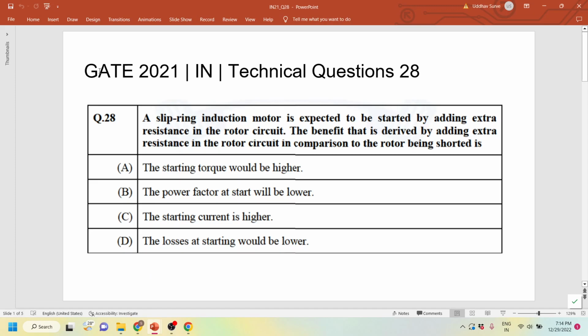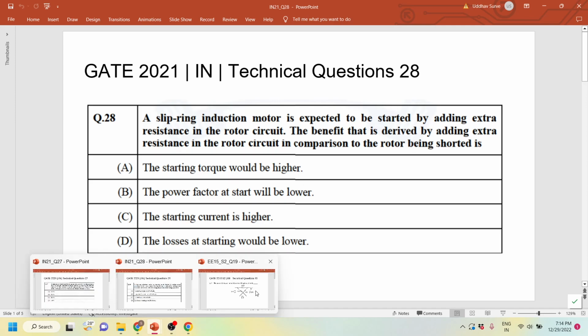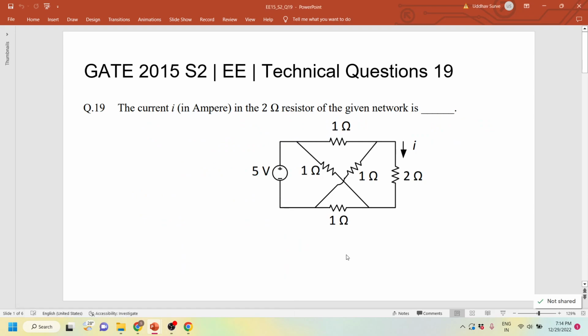So based on the derivation, we proved that the starting torque will be higher, and based on similar intermediate derivation factors, we proved that these three remaining options are wrong. Therefore, A is the correct option for this question. Okay, let us move to the next question.